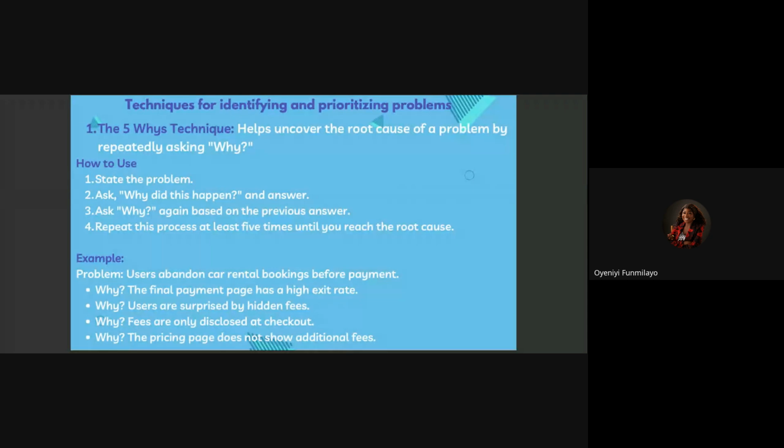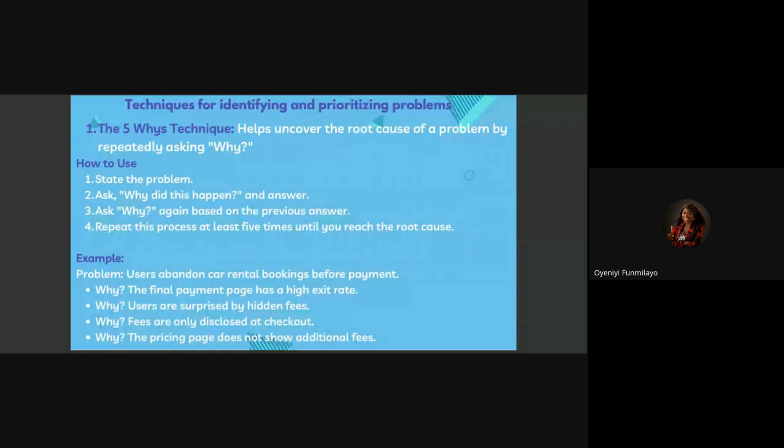That's the problem. So why do they even abandon this car rental booking before they make payment? Our first why is, the final payment page has a high exit rate, right? But why does the final payment page have a high exit rate? We'll ask ourselves that question again. Okay, because users are surprised by hidden charges. Okay, why are users surprised by hidden fees?